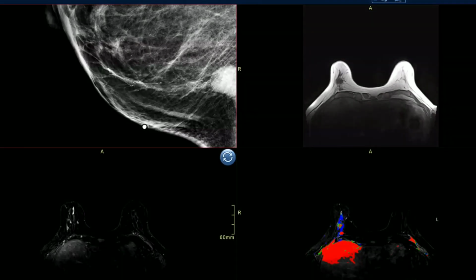I'll go through all the sequences and show you, so that in case you are presented with other ones. We don't do much with diffusion. Okay, we have them, but we don't do them. So this is a T2, and then this is a T1.